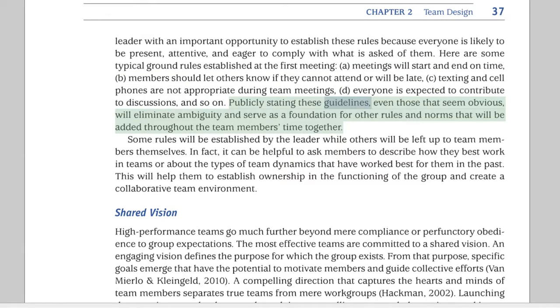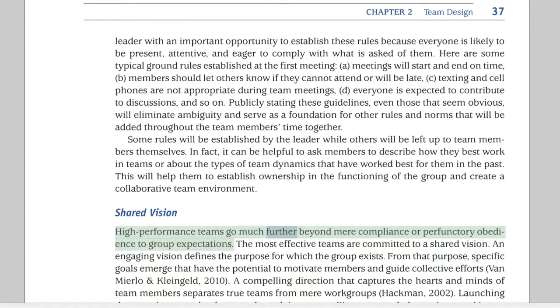Publicly stating these guidelines, even those that seem obvious, will eliminate ambiguity and serve as a foundation for other rules and norms that will be added throughout the team members' time together. Some rules will be established by the leader while others will be left up to team members themselves. In fact, it can be helpful to ask members to describe how they best work in teams or about the types of team dynamics that have worked best for them in the past. This will help them to establish ownership in the functioning of the group and create a collaborative team environment. Shared vision.